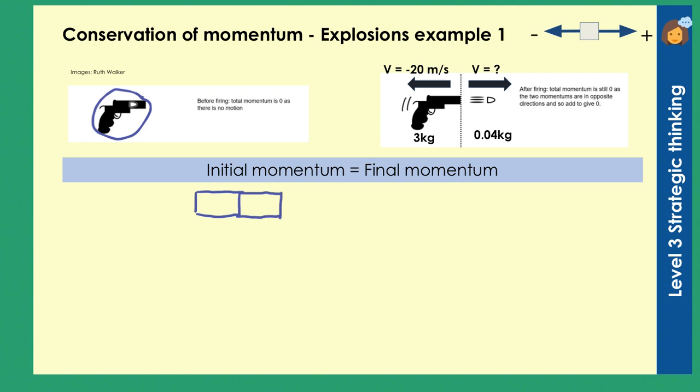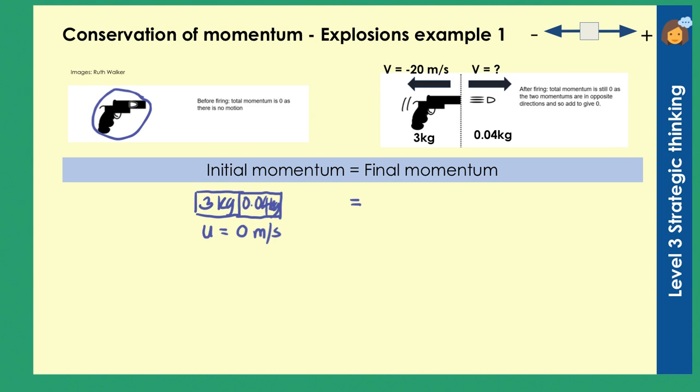And then I can write in the mass of the gun and the bullet. So the mass of the gun is 3 kg. The bullet is 0.04 kg. And for the initial velocity, I'm going to put u to represent initial velocity, which is 0, as the objects are at rest. Neither the gun nor the bullet is moving at first.